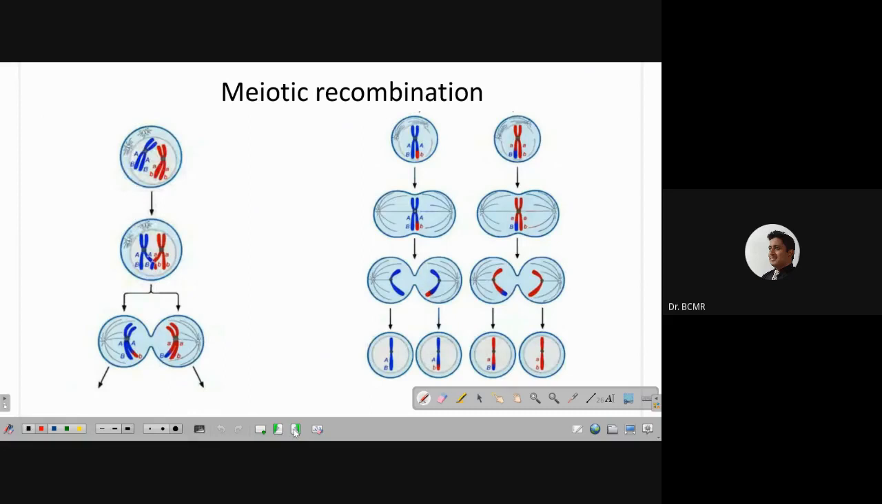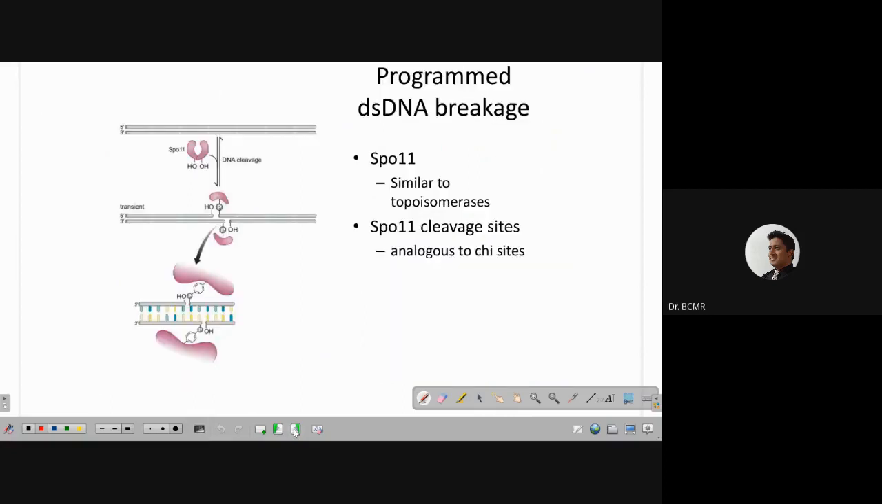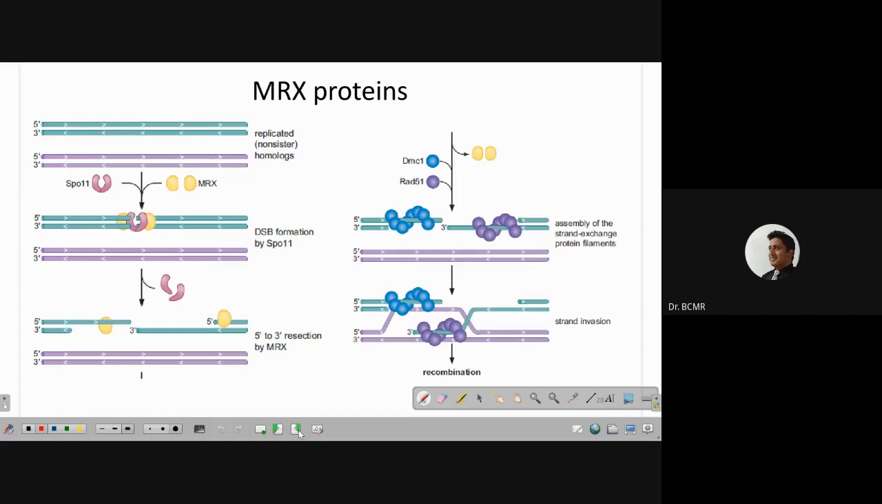And that is how meiosis generates variation, or there is recombination happening. Okay. And how the double strand break happens is dependent on Spo11, and they act similar to that of topoisomerases. So there are certain sequences, Spo11 cleavage sites, and then they cleave at those sites, and then exchange of DNA happens. So there are proteins called MRX.